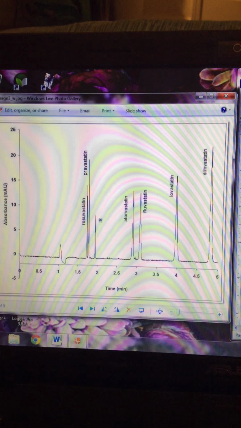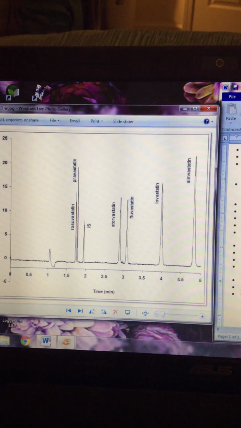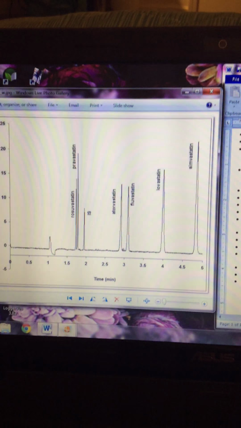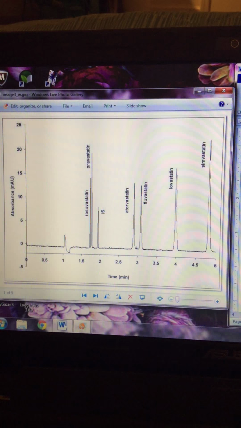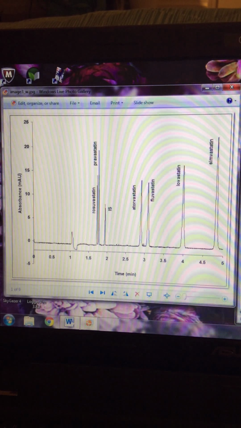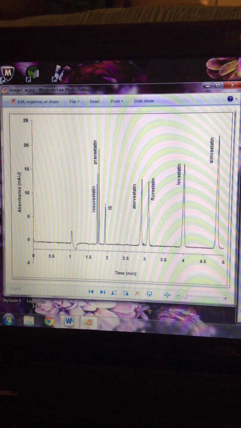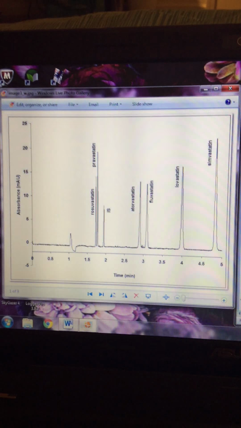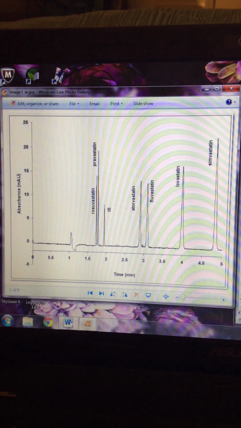NMR for rosuvastatin. And H1 NMR is really just the application of nuclear magnetic resonance to the H1 nuclei within the molecules to determine the structure of the molecule. So it basically looks for where in the structure the H1 ions are.